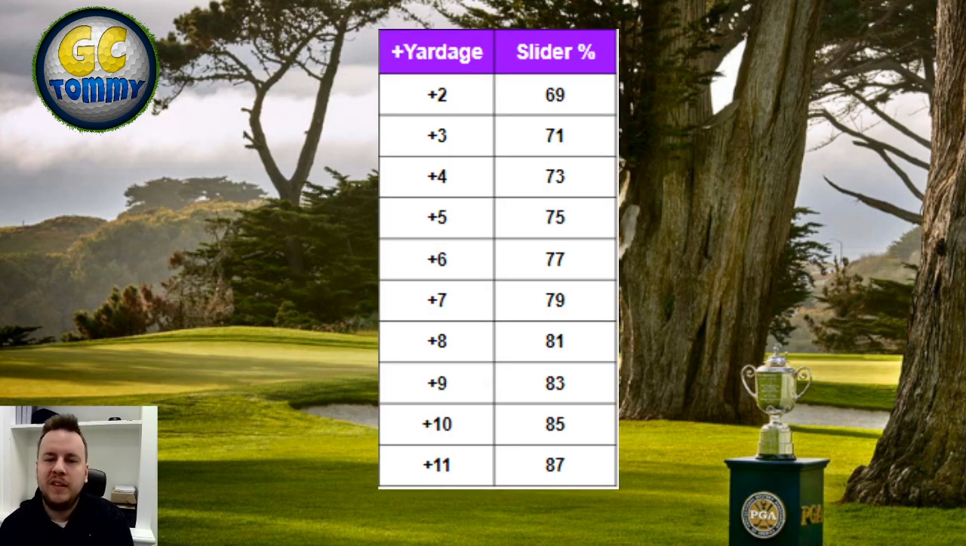From +6, we play 77% slider. Okay, so if we do have a plus yardage that is higher, it means that we have a shorter drive, and it means that we're going to have to play more. So if we have a +9 when we have set up our target, we play it at 83% slider instead. And that's the same if we would be at +2, for example, then we play it at 69% slider instead of the 77.